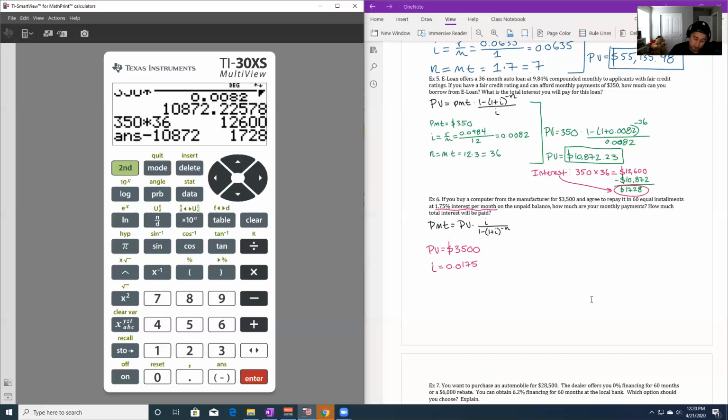And then this one is already giving us N. We're going to repay it over 60 installments. You see how no years are actually given there. But if we're compounding monthly, because it's interest per month, you would do 60 divided by 12, which means we are doing this for 5 years. So this one is a little bit different than the other ones. But we are now ready to plug in.